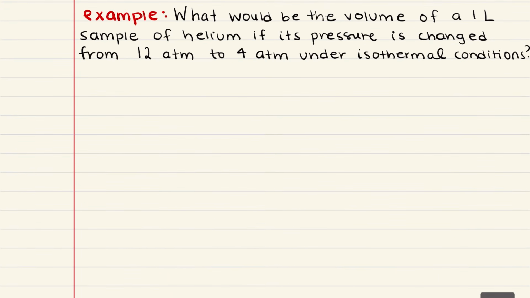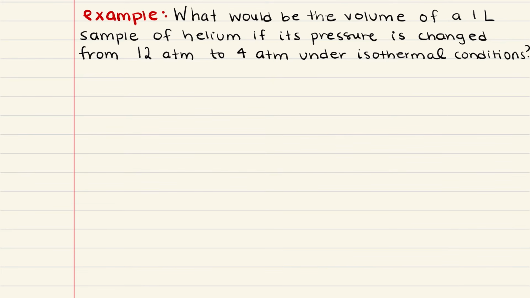Let's do this next one. This next example says, what would be the volume of a 1 liter sample of helium if its pressure is changed from 12 atmospheres to 4 atmospheres under isothermal conditions? All right, so isothermal conditions means that temperature is not changing. We're also not given any information about the number of moles changing.